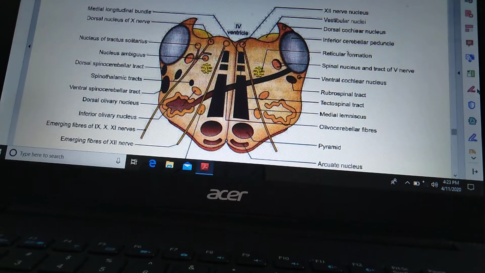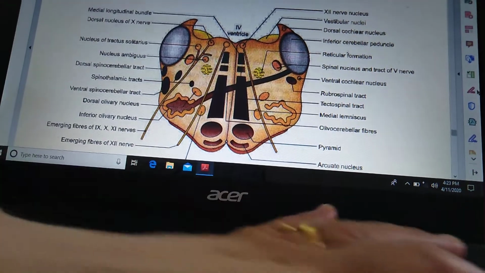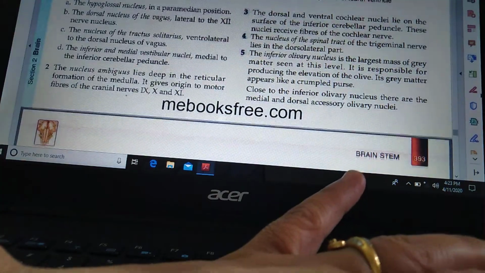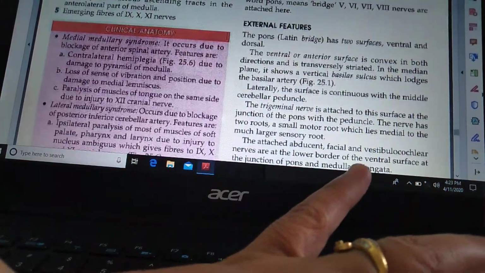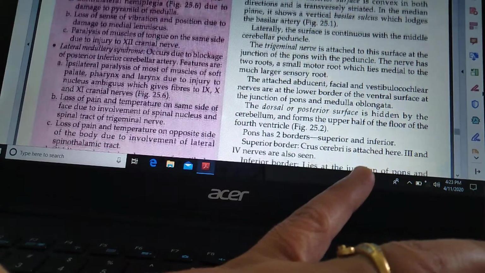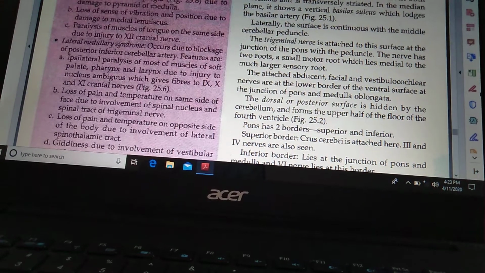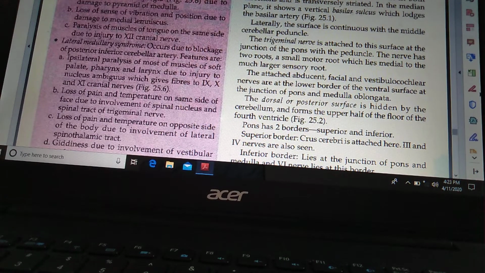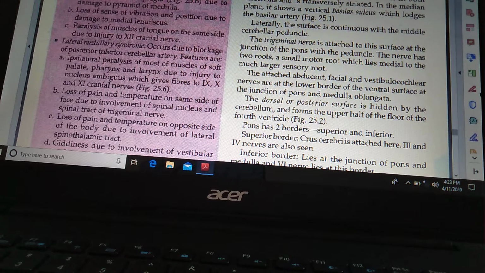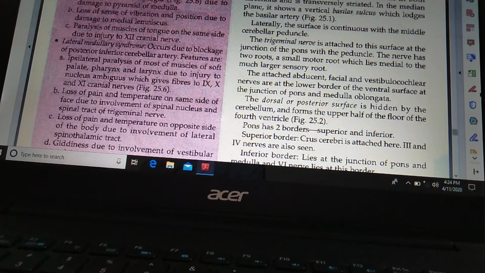Okay, last part is the applied anatomy of the medulla. Clinical anatomy or applied anatomy, right? First is the medial medullary syndrome. Medial medullary syndrome occurs due to the blockage of the anterior spinal artery. The blockage may occur because of thrombosis, right? That is the commonest cause. Anterior spinal artery is one of the branches of the vertebral artery, and if it gets blocked or thrombosed, then the following features can result.